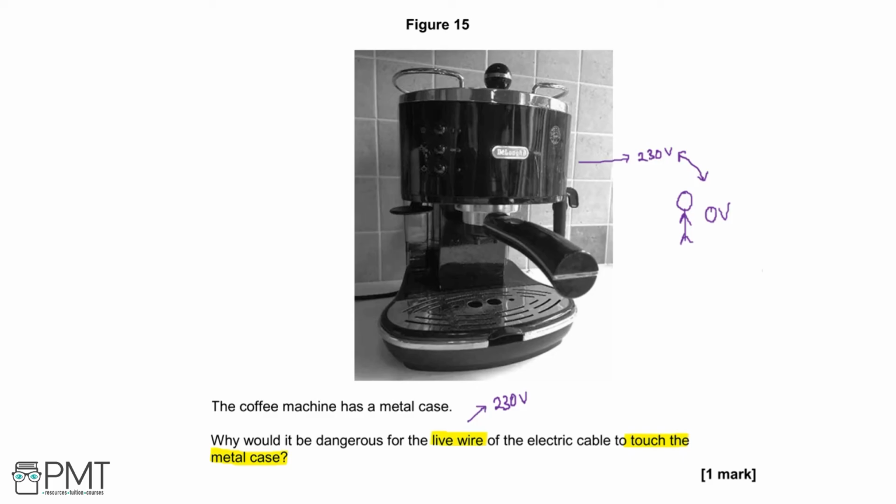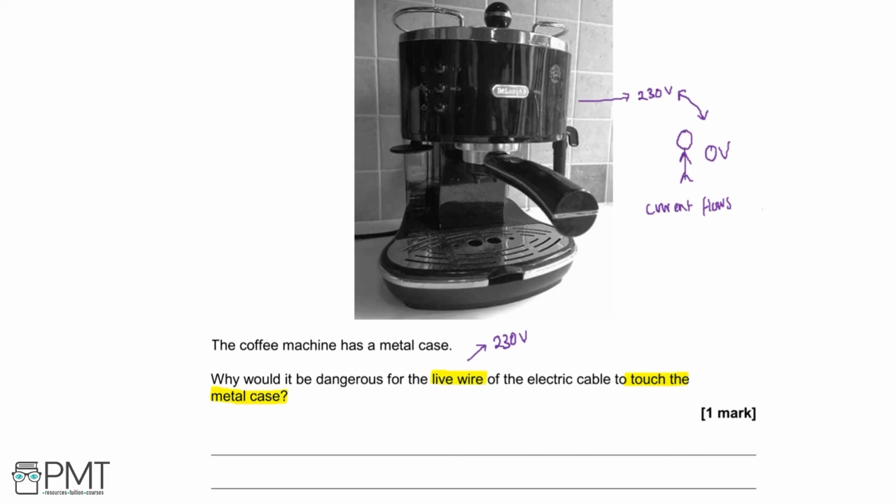And what happens when we have a massive potential difference is that a current can flow. And this very large flow of current is what we would call an electric shock. Therefore, the danger of the live wire touching the metal case is that there is a risk that the person touching it could get an electric shock.